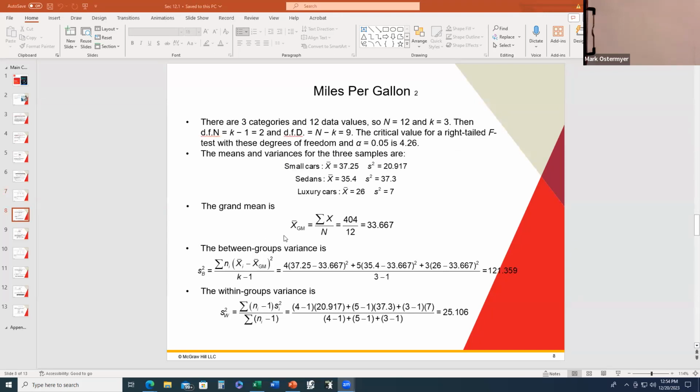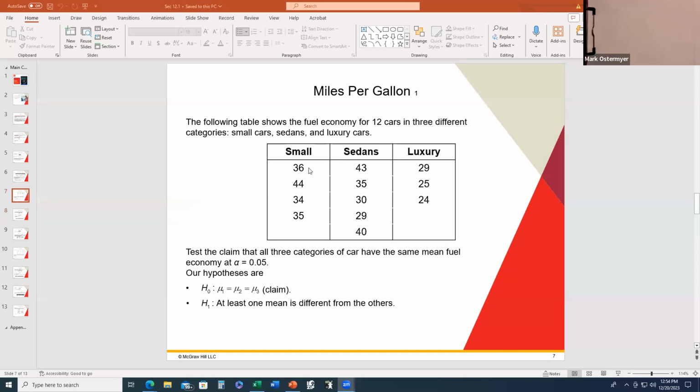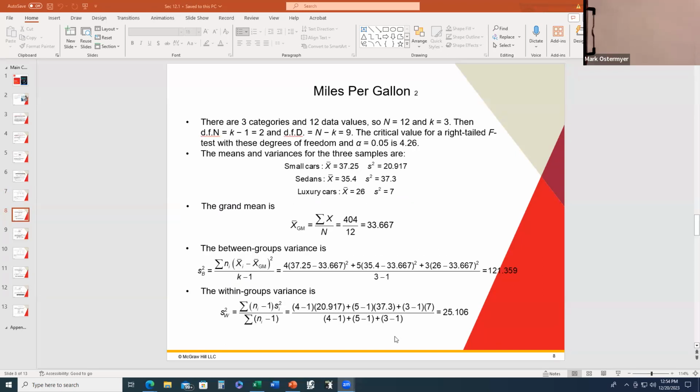Now we have to find what's called the grand mean, which is found by adding all your 12 observations together and dividing by 12, in which case you get 33.667. Now we're ready to compute the variance between treatment levels or groups. And this is the formula we use here. So for treatment level number 1, what was the sample size? For the small cars, it was 4. And that's why you see 4 right here. Times the mean of the first group, the small cars, was 20.917.